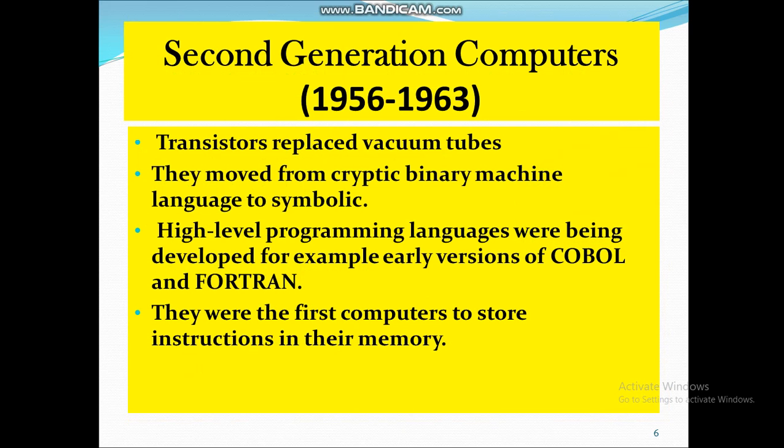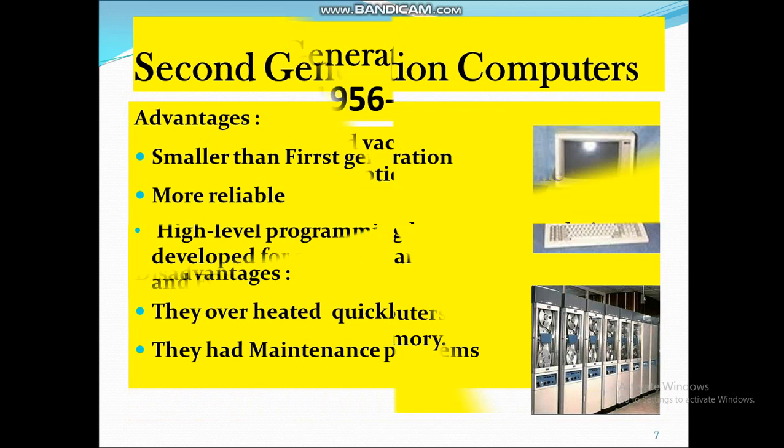Now we move to the second generation computers, which started in 1956 and went up to 1963. Number 1, transistors replaced vacuum tubes. Number 2, they moved from cryptic binary machine language to symbolic. Number 3, high-level programming languages were being developed, for example, early versions of COBOL and Fortran. And number 4, they were the first computers to store instructions in their memory.